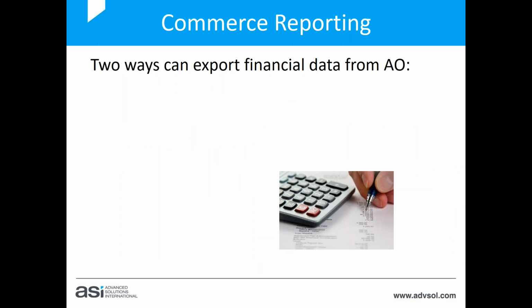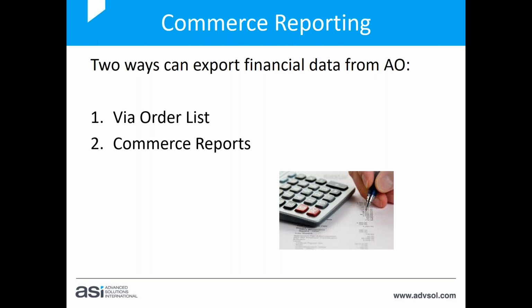The other things we can do in commerce is we can do some reporting. There are two ways we can export financial data from Association Online, and that's via the order list, or we can do it via the commerce reports. Okay, so here I'm not talking about exporting from Association Online to import into our accounting software like MYOB, QuickBooks, or Reckon. Here I am just talking about getting a report, basically. I want to get a report on all the money we've made for the last 6 months.